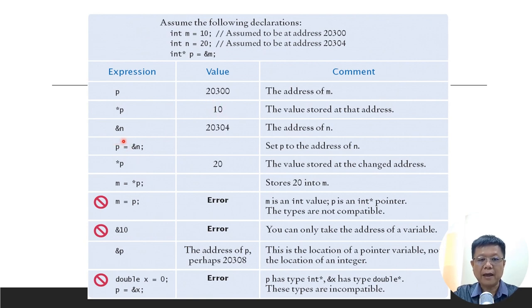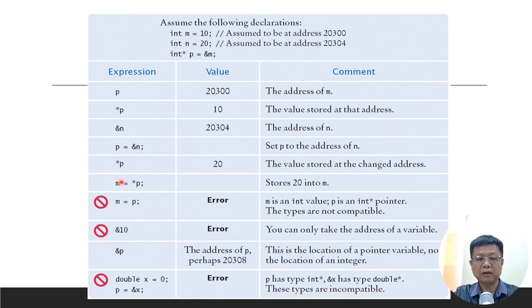If you print &n, n is one variable with data type integer and value 20. So in this case, if you print &n, you will get the address of the variable n, which is 20304. And what if you have cout p equal to &n? Actually, you cannot. You can only have these expressions, but you cannot cout. When you assign p equal to &n, you are pointing the pointer to the address of n.